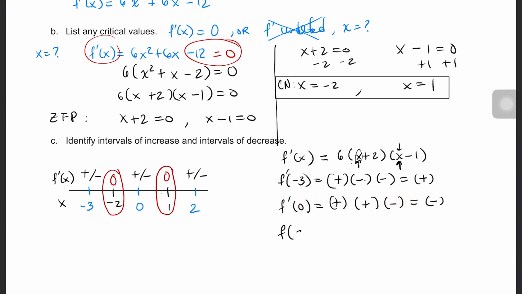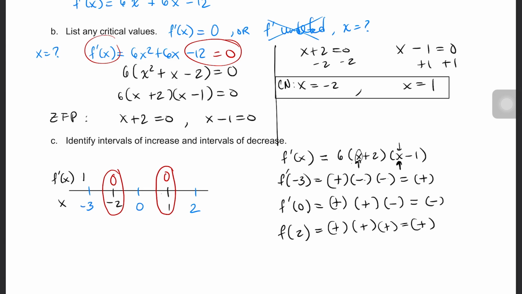All right, and the last one is f of 2. So we have 6 is a positive number. 2 plus 2 is positive. 2 minus 1 is also positive. So positive times positive times positive is positive. So we go back over here. We already know what the outcome is.